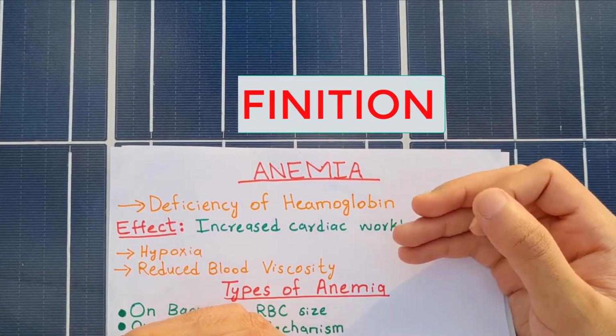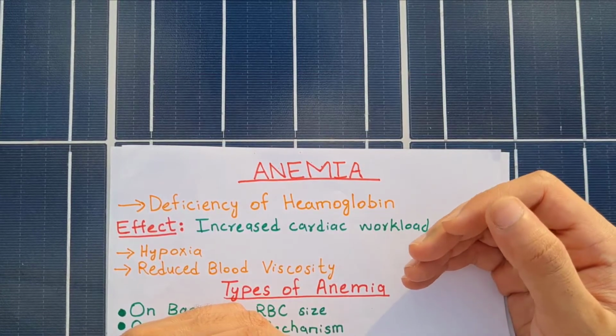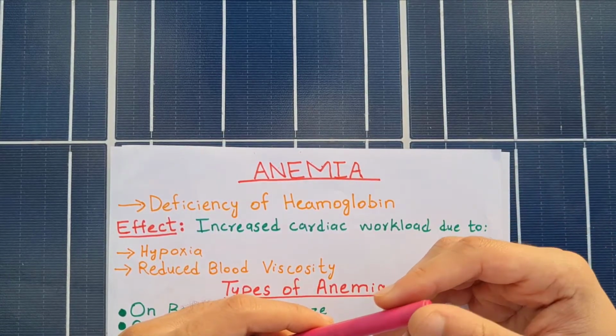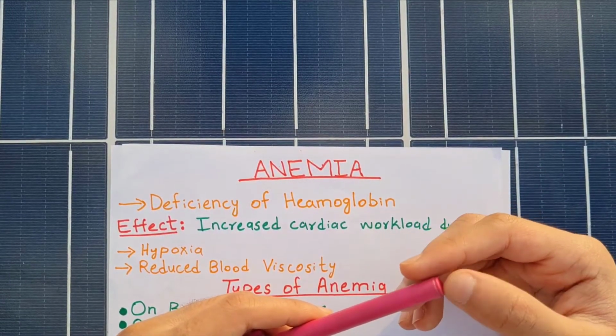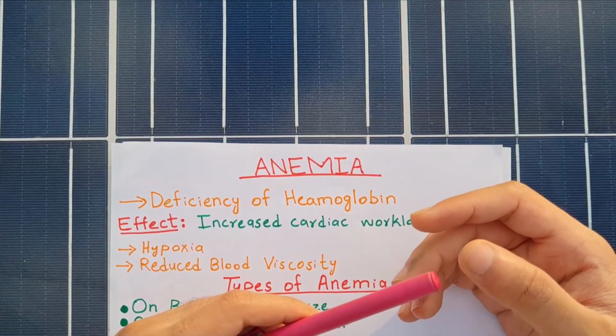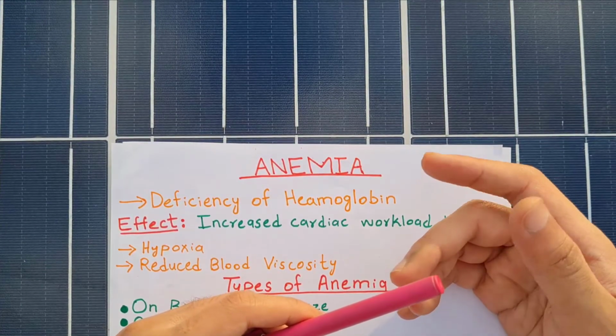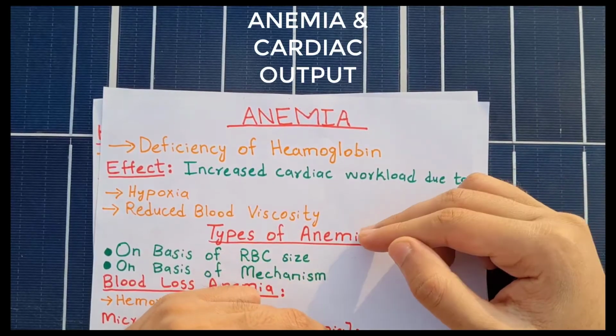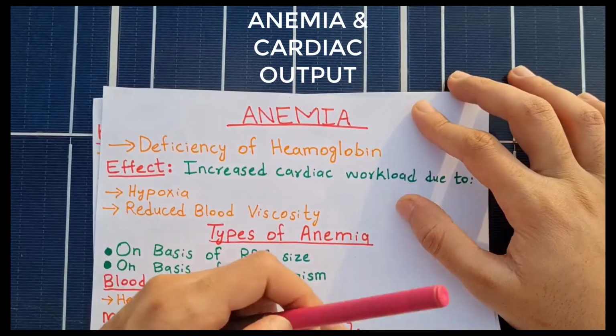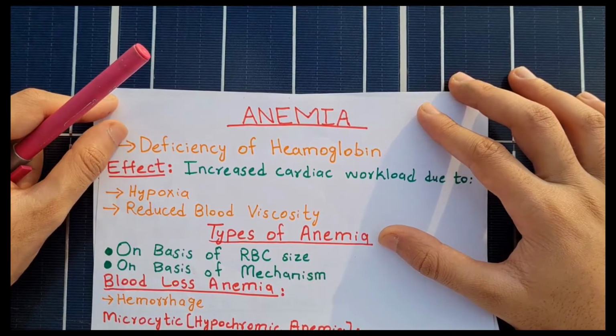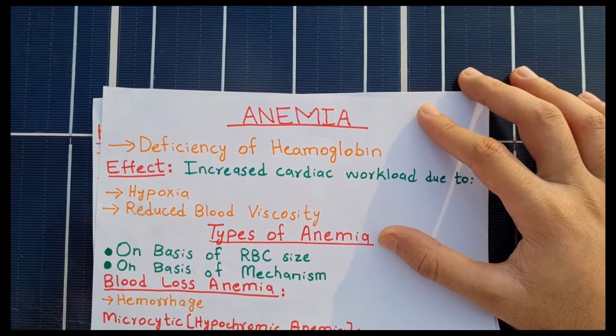So what is anemia? So anemia is a clinical condition in which there is a deficiency of hemoglobin content in our blood. So any condition which can lead to deficiency of hemoglobin is called anemia. So before discussing different types of anemia, let us first discuss the effect of anemia on the working of our heart, as it is very important clinically.